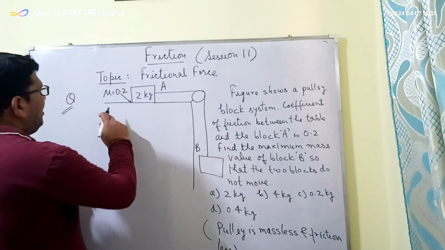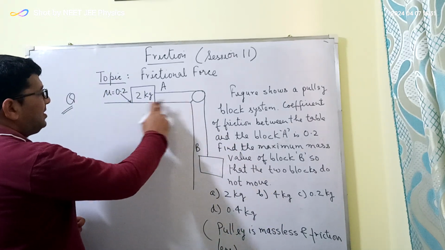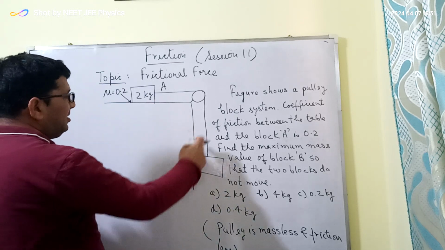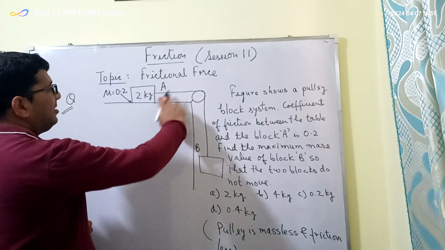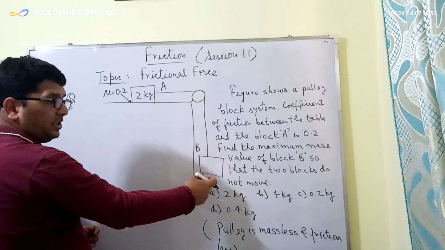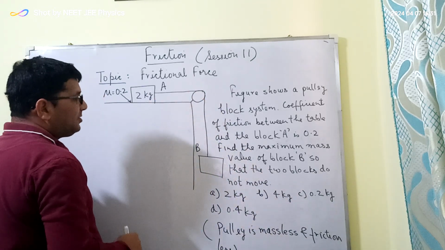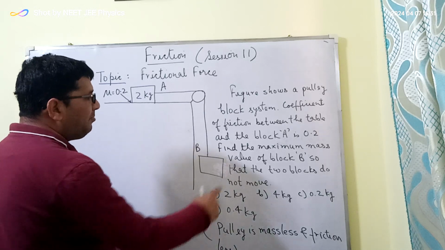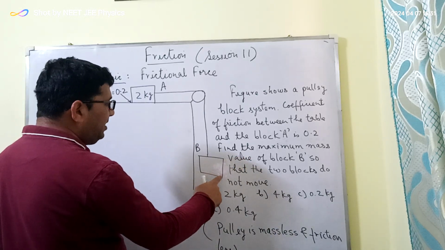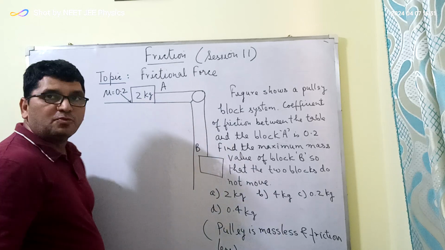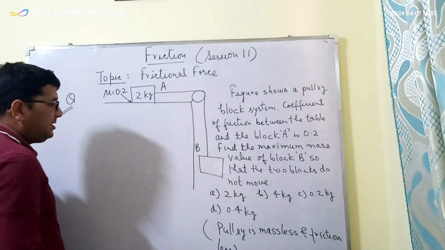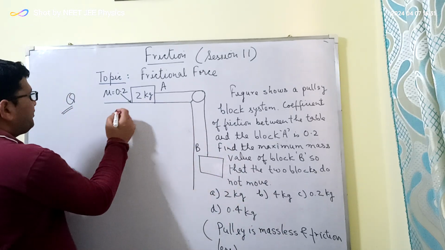So a 2 kg block is kept on this table, and this block B is hanging as shown in this figure, and these two blocks are connected with the help of a string. So here we have to find the maximum mass value of this block B so that these two blocks do not move.